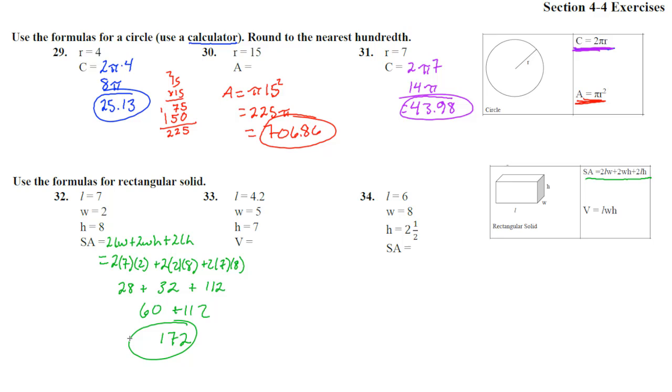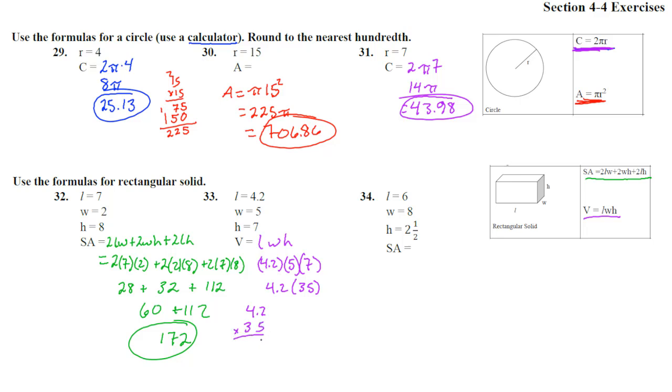All right, number 33. We've got a volume here. Volume is, look at this formula, length times width times height. So this is going to be 4.2 times width, which is 5, times h, which is 7. That's the height. Okay, I can do 7 and 5 easy. So it's 4.2 times 5 times 7 is 35. I have to do that by hand. 4.2 times 35.